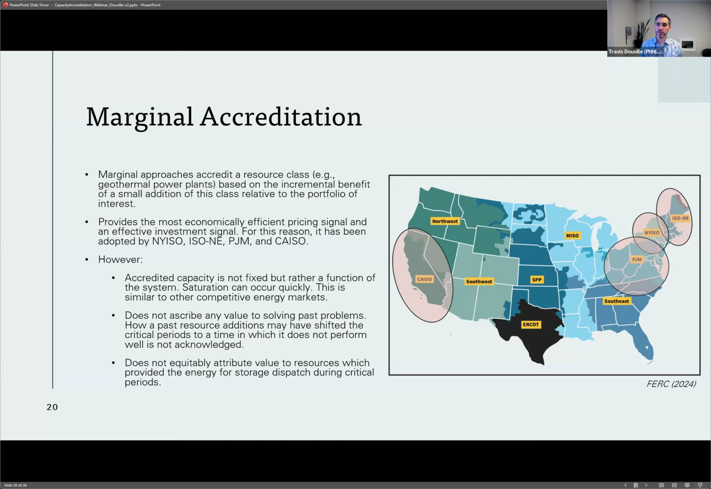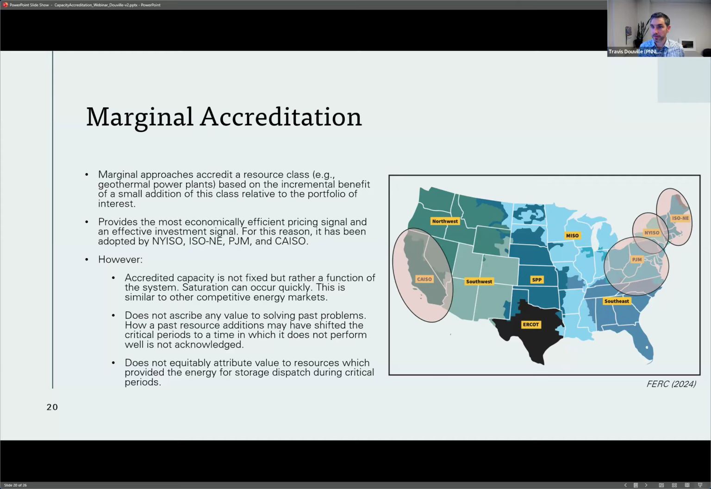Here, the idea is to value what a resource is giving you on the margin, closest to the final generation mix, which captures the change in the contribution to overall capacity as a function of the portfolio. Commonly dubbed the marginal reliability improvement, or MRI method, it is the most economically efficient signal for markets, but also for planning, and has been adopted by New York ISO, ISO New England, PJM, and CAISO so far, and it's under consideration in other locations.